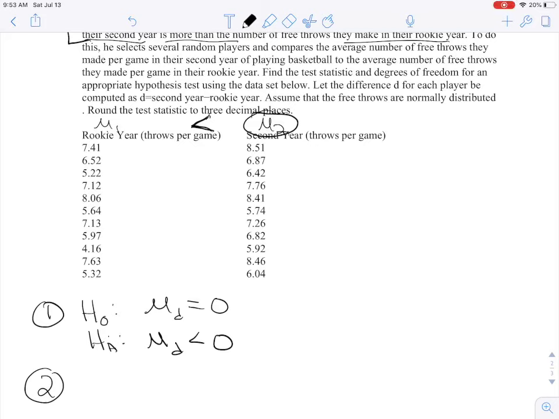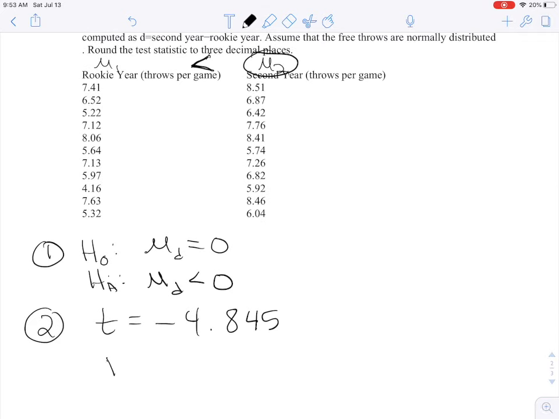Okay, so our calculator gave us our t-test statistic to be equal to negative 4.845 because it tells us to go to 3 decimal places. I'm going to go ahead and write the p-value here as well as 0.0003. Remember it did that 3.381 e negative 4. It means you go 1, 2, 3, 4 places. Add the zeros in. Okay?